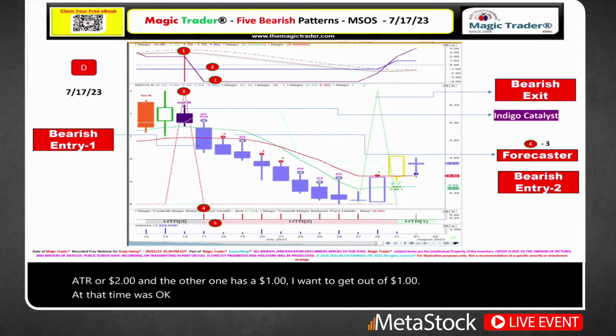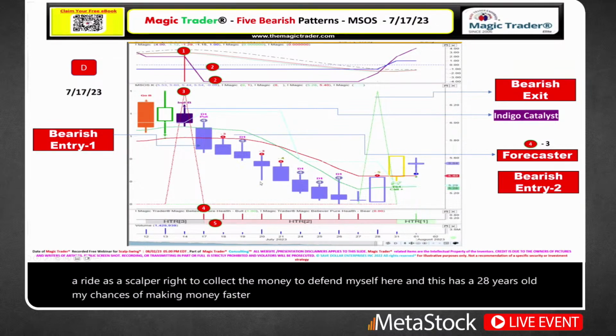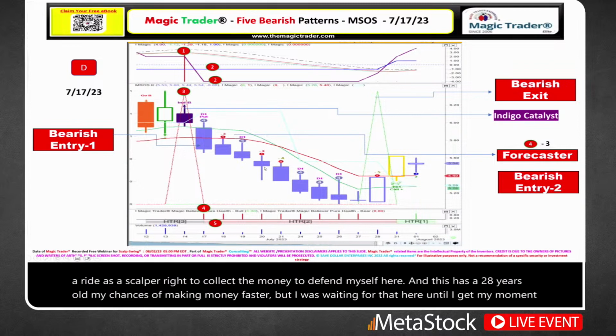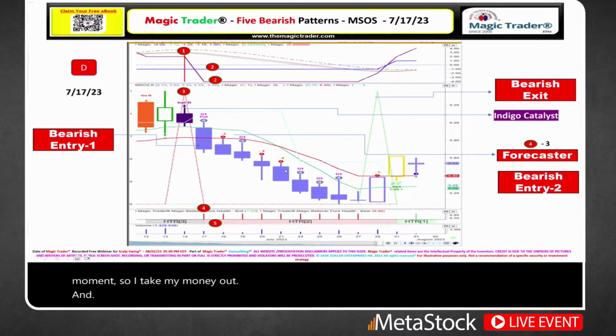There was nothing happening somewhere, so I went in there, took a ride as a scalper, right, to collect the money to defend myself here. And this has a 2 ATR, so my chances of making money are faster. But I was waiting for that here until I get my moment. So I take my money out and get ready for another battle. These are my personal choices.